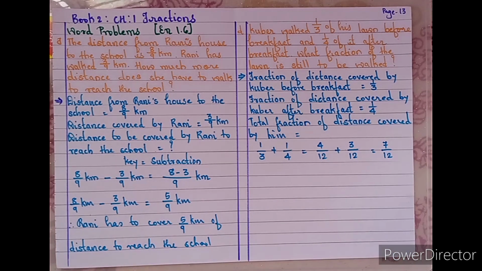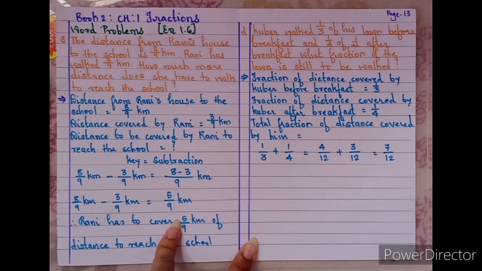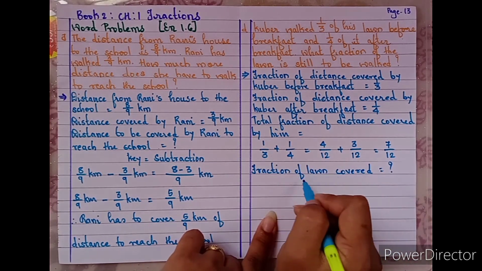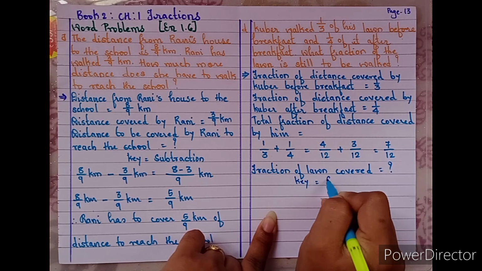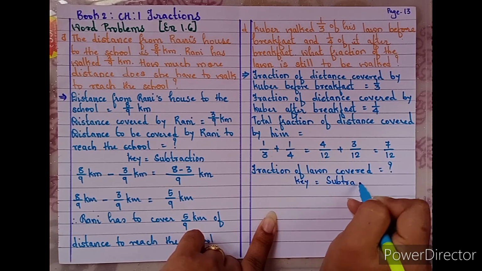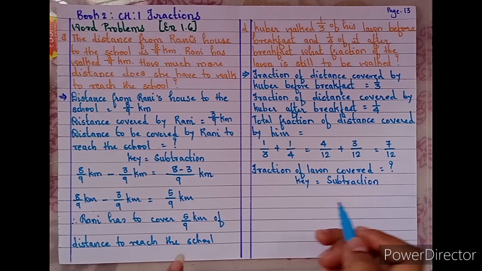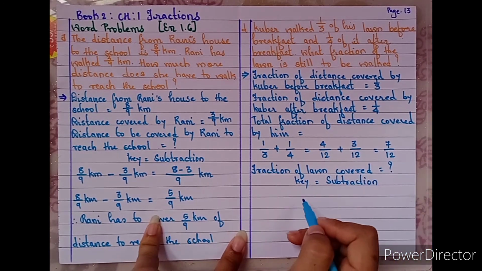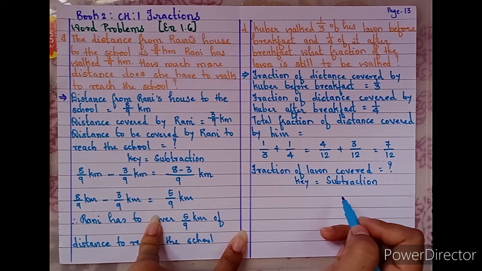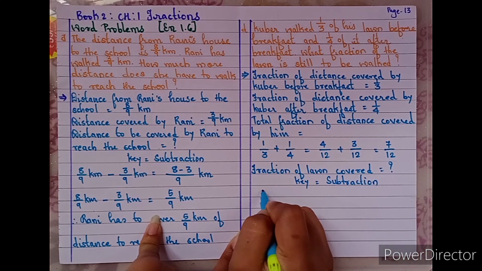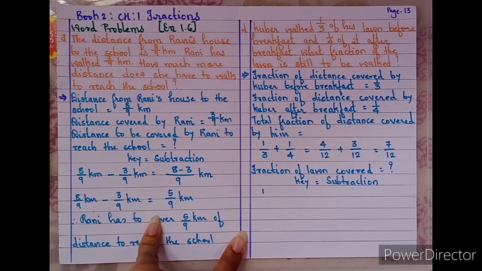Now let's find what fraction of distance he still has to walk, or cover. Fraction of lawn to be covered equals question mark. So what is our key? The key is subtraction. Now we are going to subtract 7 by 12, but from which number? We are going to subtract 7 by 12 from 1. Why? Because the lawn is full, and full is nothing but 1, a whole number. In terms of fraction we can write it as 1 by 1. 1 and 1 by 1 have the same value.